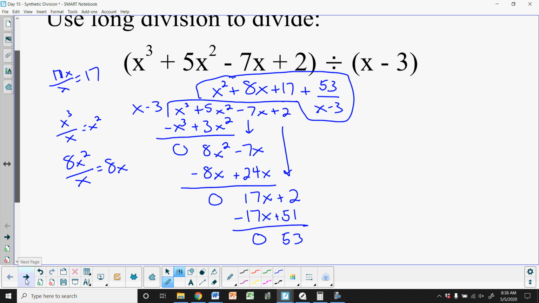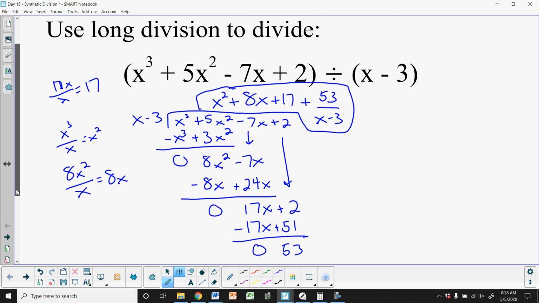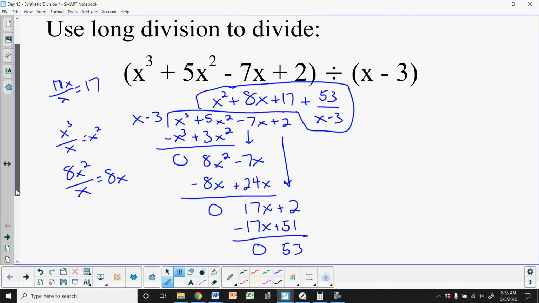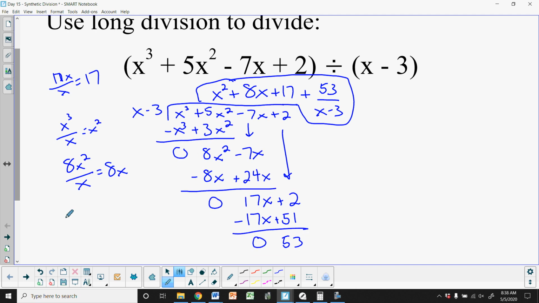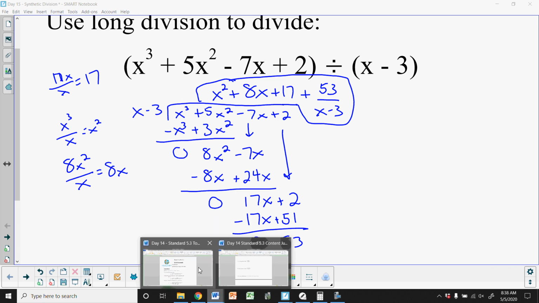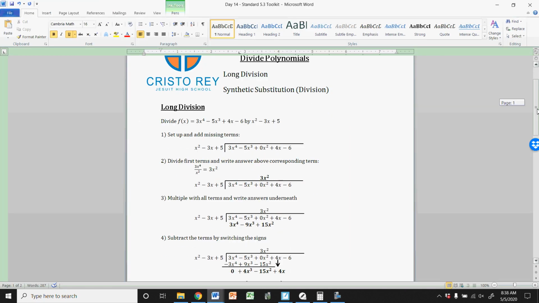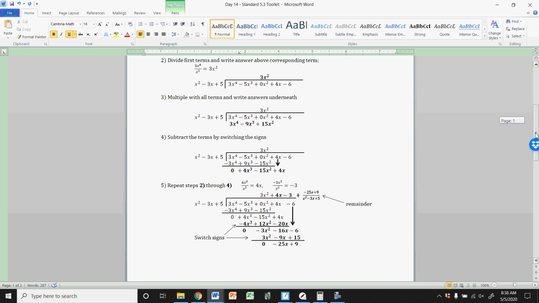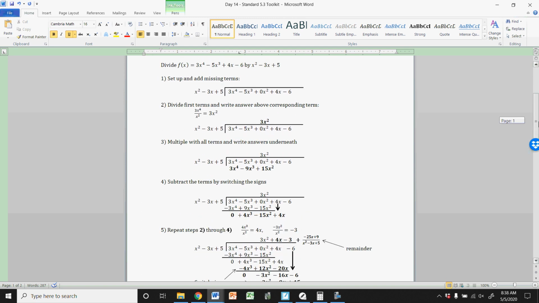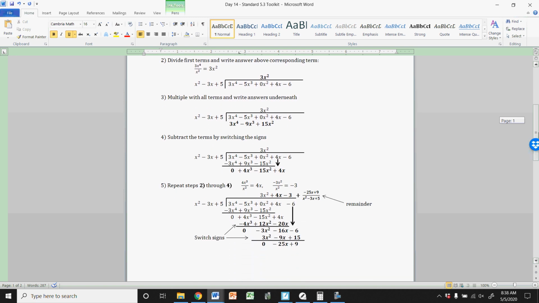All right, so if you're having troubles with long division, you can always go to office hours tomorrow at 1 o'clock to 3, and I can run through that with you again. You can also use the toolkit. This toolkit is attached to this assignment, so you will be able to see the long division here as an explanation. There's also a lot of videos out there on long division if either one of these isn't helping out.